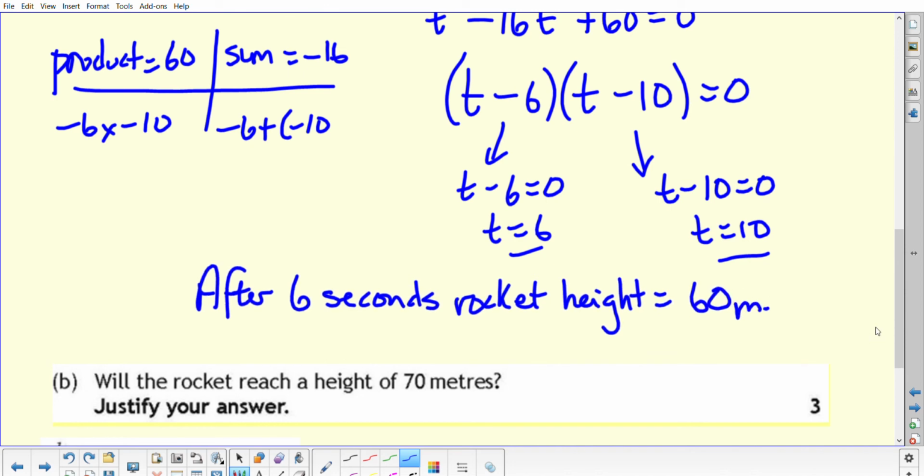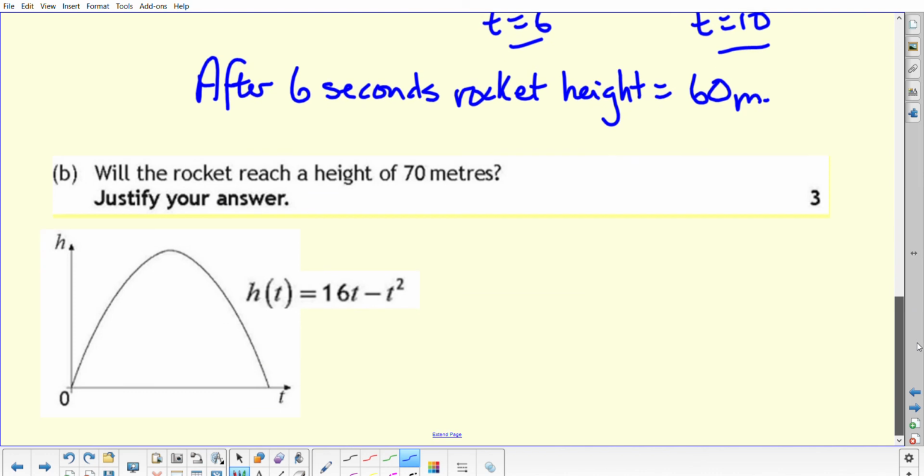Now, the next bit, remember this was an exam question. So in this next one, will the rocket reach a height of 70 meters? Justify your answer. To be able to do this question, you really need to understand about quadratic graphs and know about them being symmetrical. One of the things that you look to do is work out the roots. Now, how do we get the roots? Remember, the roots are the points on the x-axis, or in this case the t-axis, and this is where you would put the height equal to 0.